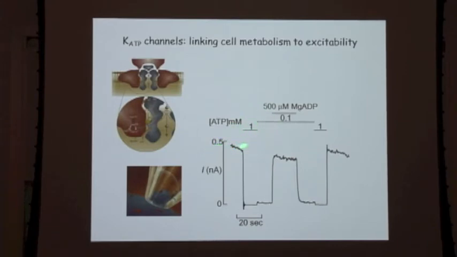Apply ATP at 1 millimolar and the channels close. At 100 micromolar, they're typically about 10% open. If you add magnesium ADP on top of that, you get a big activation of the channels, and everything's reversible. So, inhibition by ATP, activation by ADP.